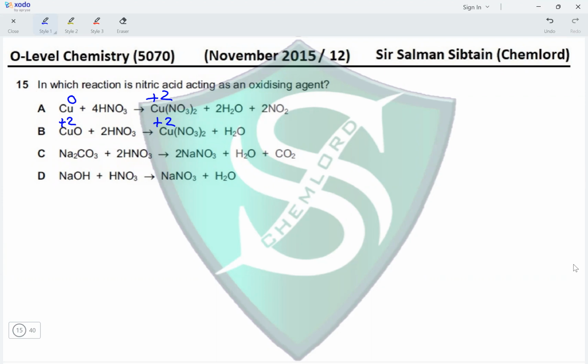Next, sodium carbonate and HNO3. Sodium has an oxidation state of plus 1 in the reactant as well as the product. Therefore, there is no change in the oxidation state. And in the fourth one, NaOH plus HNO3, sodium has an oxidation state of plus 1. It stays plus 1, so there is no change in oxidation state. So the only reaction in which there is a change in oxidation state is the reaction of copper metal with nitric acid producing copper nitrate, water and nitrogen dioxide, which is reaction A. Therefore, A is the correct option for this question.